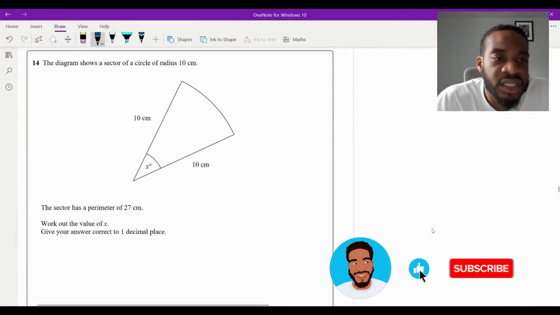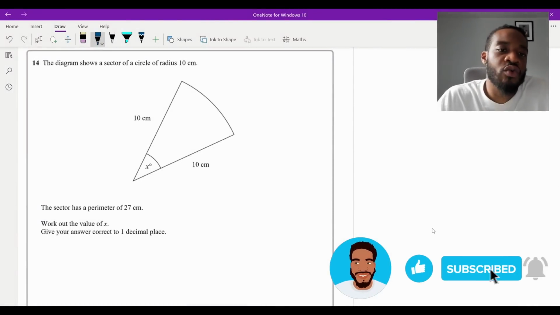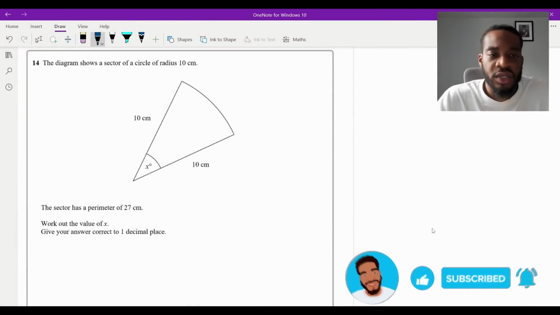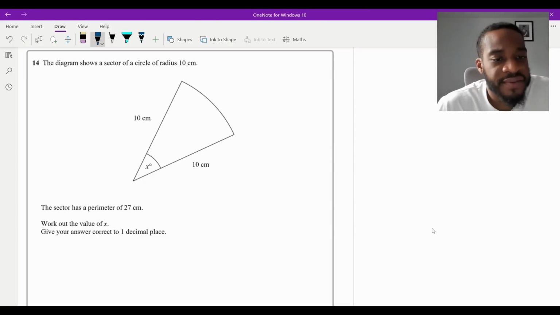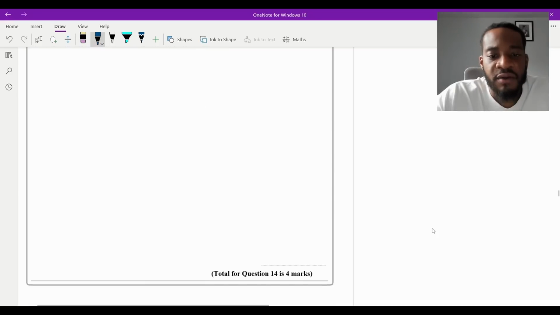Okay, so question 14 says the diagram shows a sector of a circle of radius 10 centimeters. So we've got a sector there, we've got the radius 10 centimeters. The sector has a perimeter of 27 centimeters. Work out the value of x, give your answer correct to 1 decimal place, and this is a 4 marker.